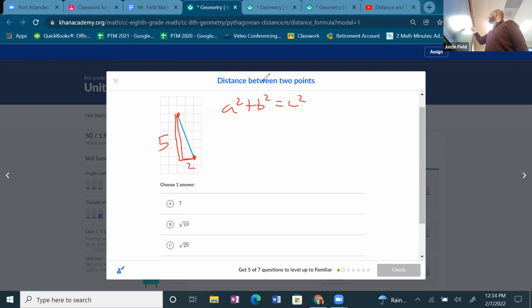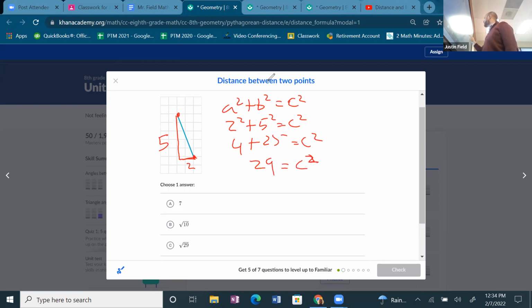So there's 2 ways. You can use the distance formula, sing the song. If they don't give you coordinates, you can draw a right triangle. This is not the best right triangle. See on the board, I can't see the boxes until I look at the computer. But it's okay. Equals c squared, 4 plus 25 equals c squared. C squared equals 29. Square root of 29.